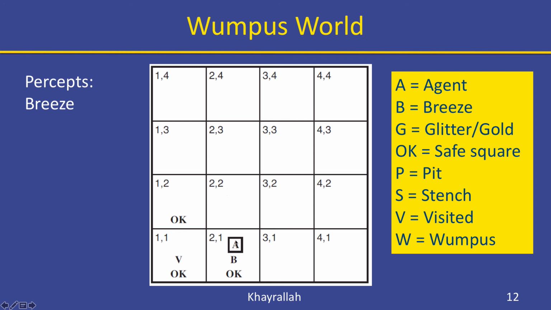What does that tell us? Well, if there's a breeze in room 2-1, that means there could be a pit in room 2-2, and there could be a pit in room 3-1, right? So in this case, that's a possibility. We don't know for sure, but at least one of these has a pit.